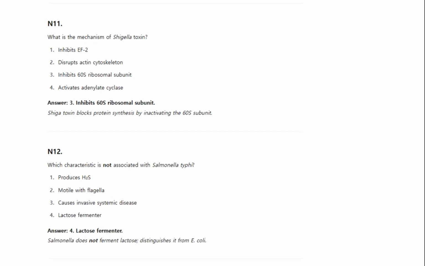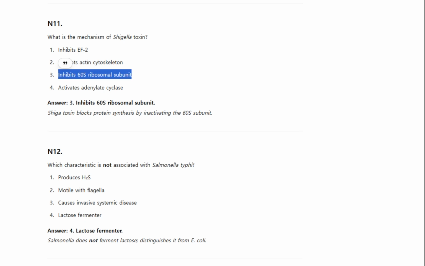N11. What is the mechanism of Shiga toxin? 1. Inhibits EF2. 2. Disrupts actin cytoskeleton. 3. Inhibits 60S ribosomal subunit. 4. Activates adenylate cyclase. Answer: 3. Inhibits 60S ribosomal subunit. Shiga toxin blocks protein synthesis by inactivating the 60S subunit.